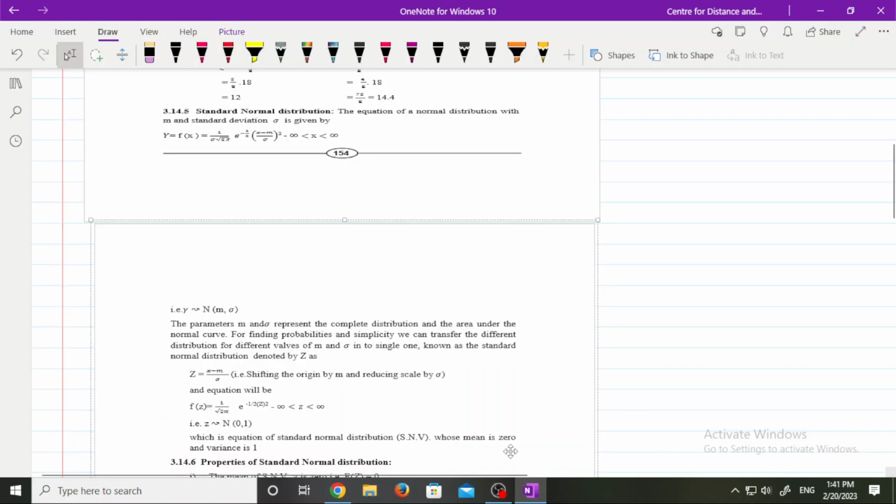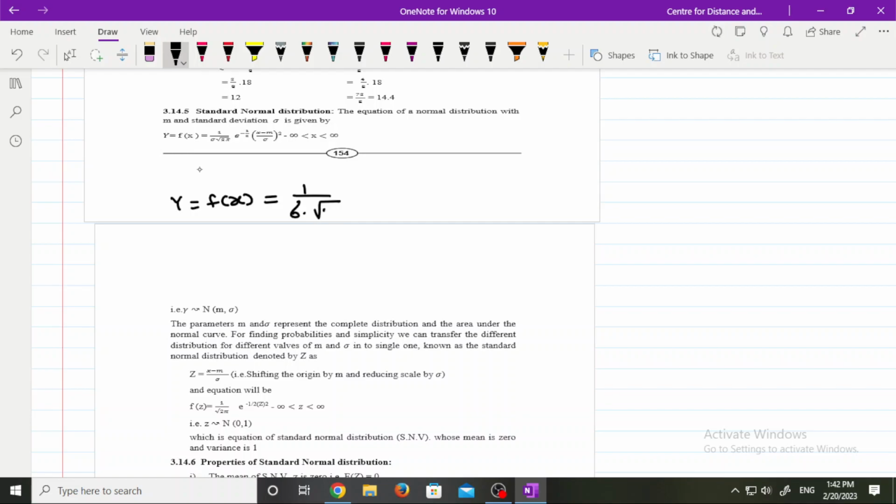Today we are going to learn the standard normal distribution. We know the equation of the normal distribution with mean m and standard deviation sigma, which is given by y equal to f of x equal to 1 upon sigma into under root 2 pi into e raised to minus 1 by 2 into bracket x minus m divided by sigma squared, where x lies between minus infinity to plus infinity. That is, y follows a normal distribution with parameters m and sigma.